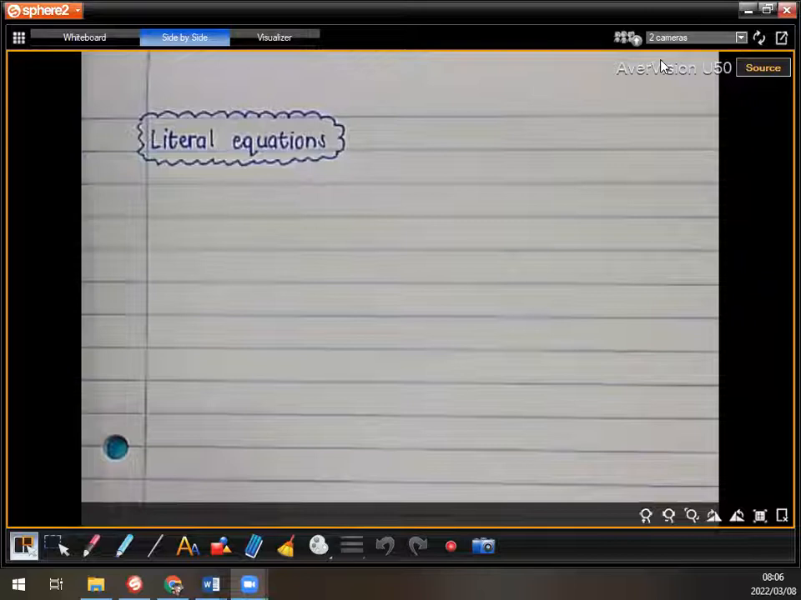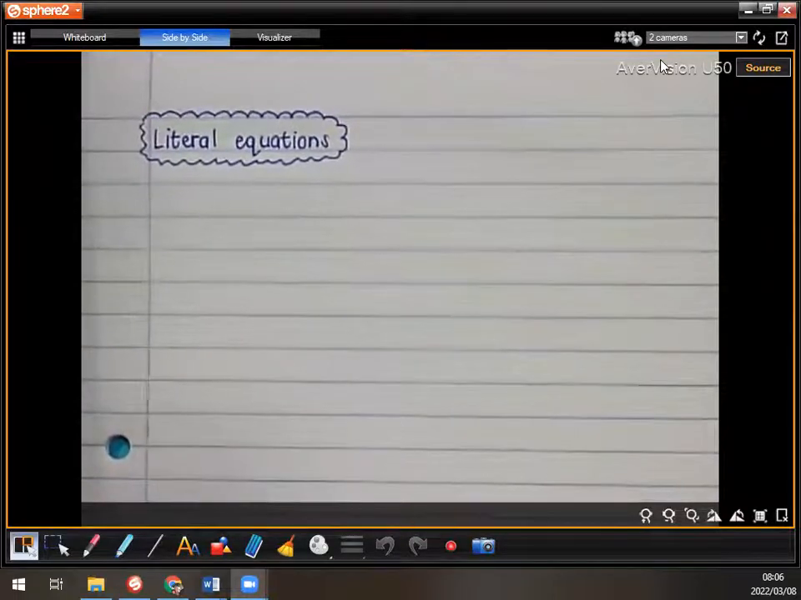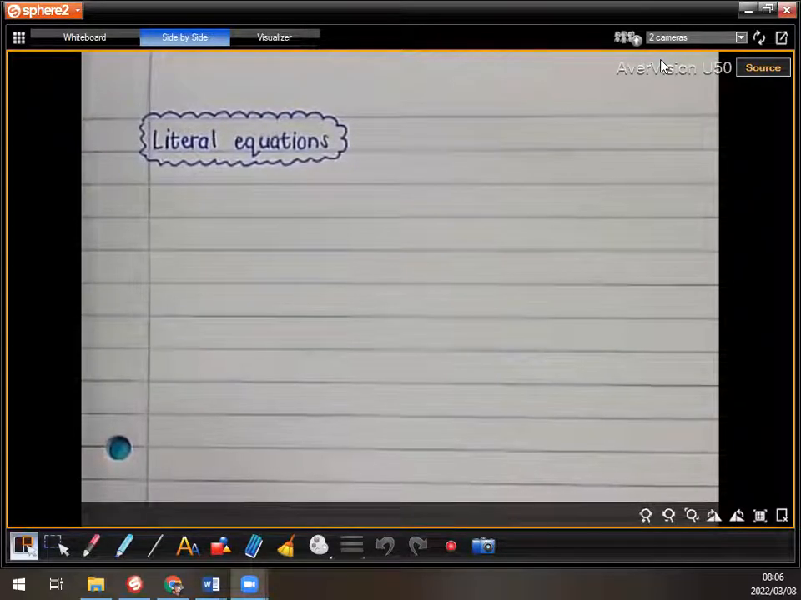Literal equations, guys. Those are equations that actually don't have numerical answers. You'll see now when we do the examples, they are equations with multiple variables, but we're not going to be able to solve them. We're not going to be able to get a value for any of them specifically. I'm just going to write here on the side.